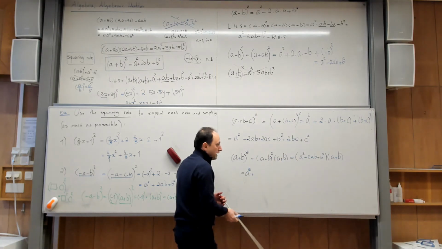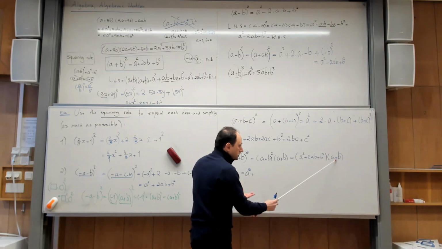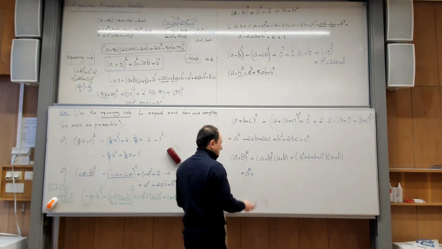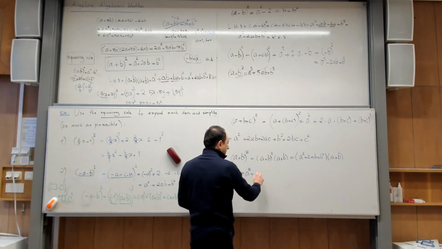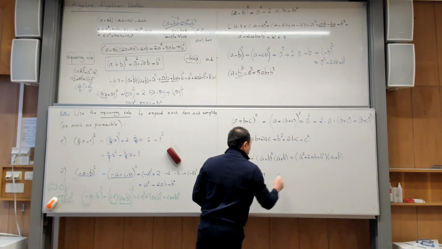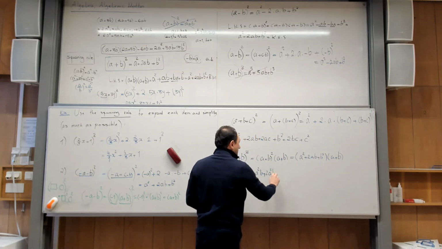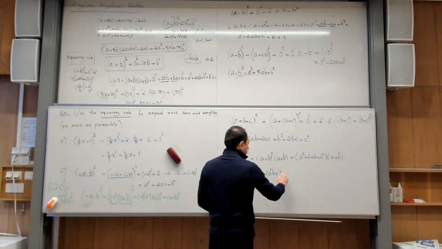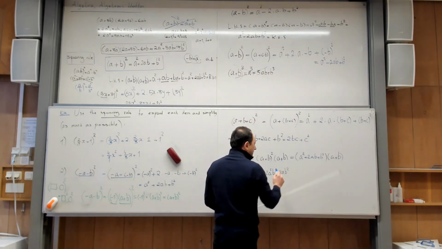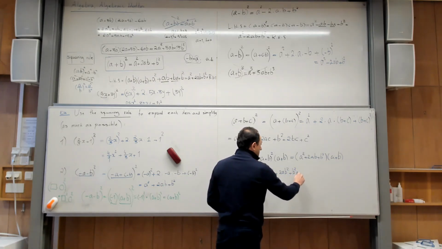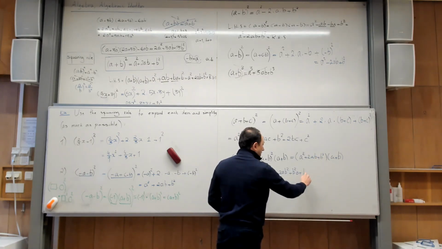So there is no identity that I have in my memory for this. If I want to do it, I have to do the multiplication. So this becomes a cubed plus a squared b, plus 2ab times a becomes 2a squared b, and then plus 2ab times b, which is 2ab squared. And then I come here, b squared times a, and then finally b squared times b becomes b cubed.